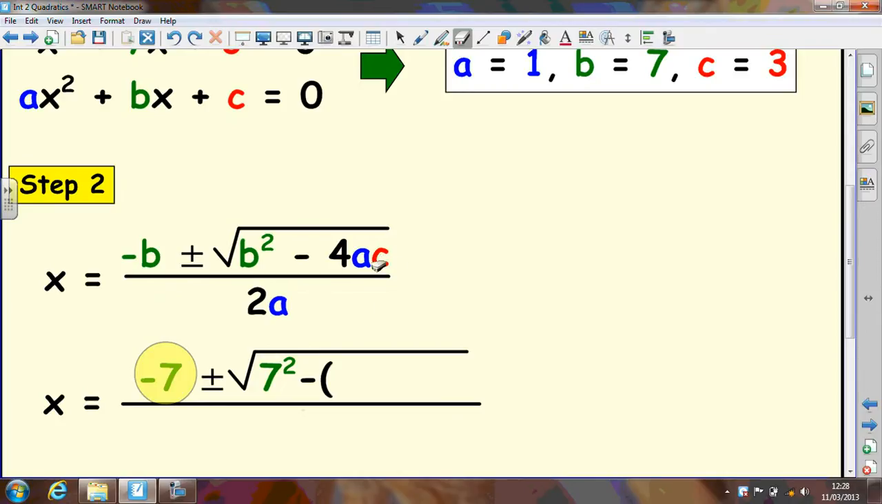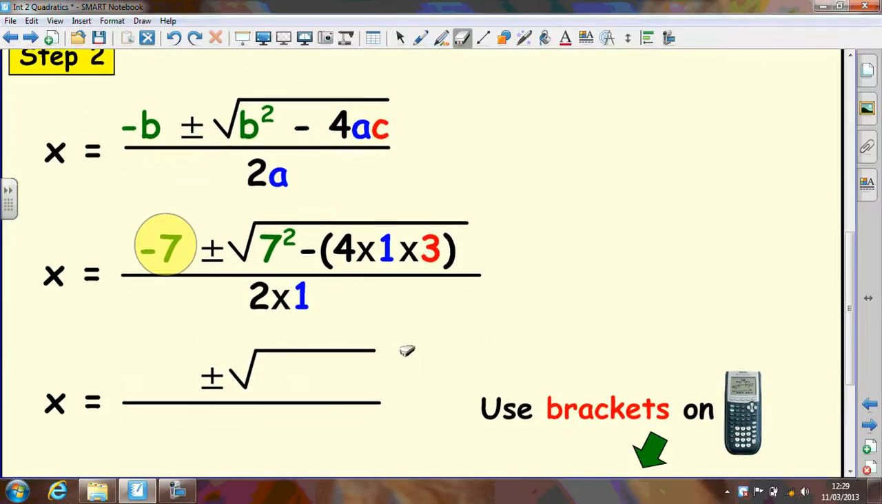Now I generally put this in brackets. It's the easiest thing to do, so you're doing 4 times 1 times 3. All over 2 times a. Now a is 1, so 2 times 1 at the bottom. I suppose it's another important note to make that this division line goes all the way across. Some people stop it here, but the negative 7 is being divided by the 2 times 1 as well. It doesn't start here and just draw a line there. It goes all the way back to the start.